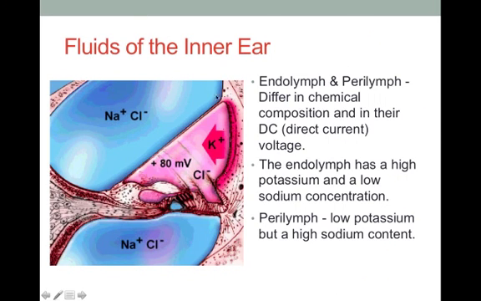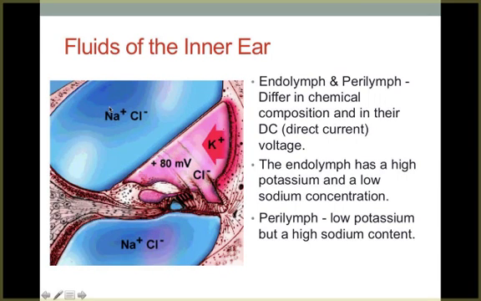Okay, so now we talked about how the fluid of the bony labyrinth is the perilymph, and the fluid within the membranous labyrinth is the endolymph. So the scala tympani and the scala vestibuli have this perilymph fluid, peri meaning outside, while the scala media, which lies between those two compartments, has this endolymph.